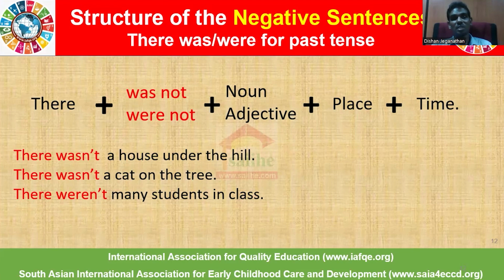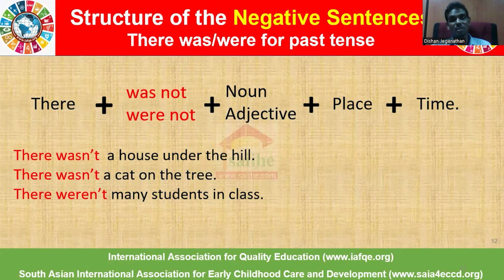There wasn't a house under the hill. There wasn't a cat on the tree. Now, in the first two examples, the nouns house and cat are singular. Therefore, we make use of wasn't. And in past tense, like these two, the sentences mean the explainers. There used to be a house. There wasn't a house under the hill, meaning there was a house, but now it does not exist there. It doesn't exist there anymore.